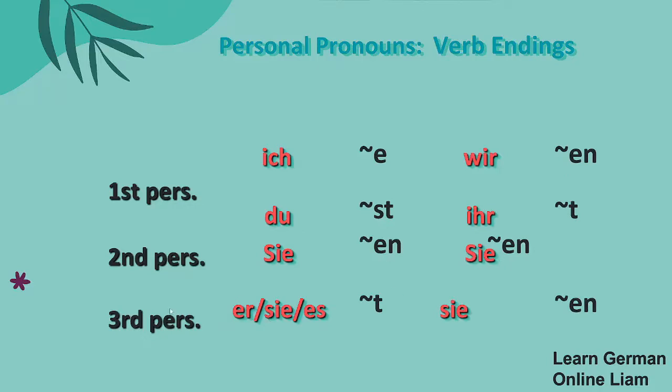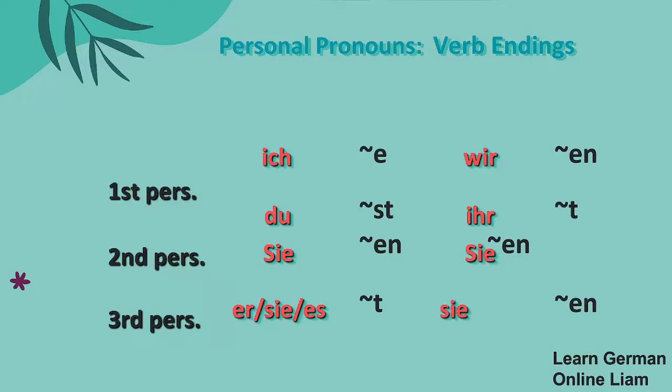And then third person singular has the ending t, and the second person plural also has the ending t. So now you know it's much easier to remember. Ich always gets the ending e. Second person, if I talk about you, du, st. Let's put together the verb.